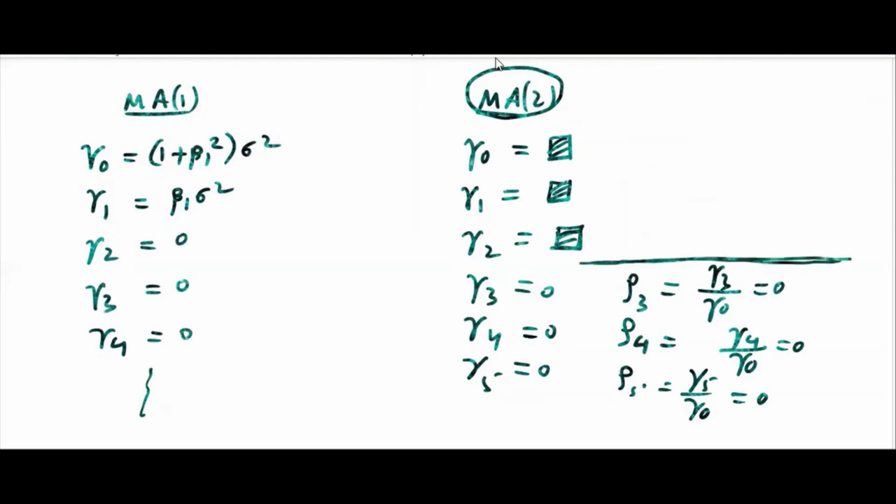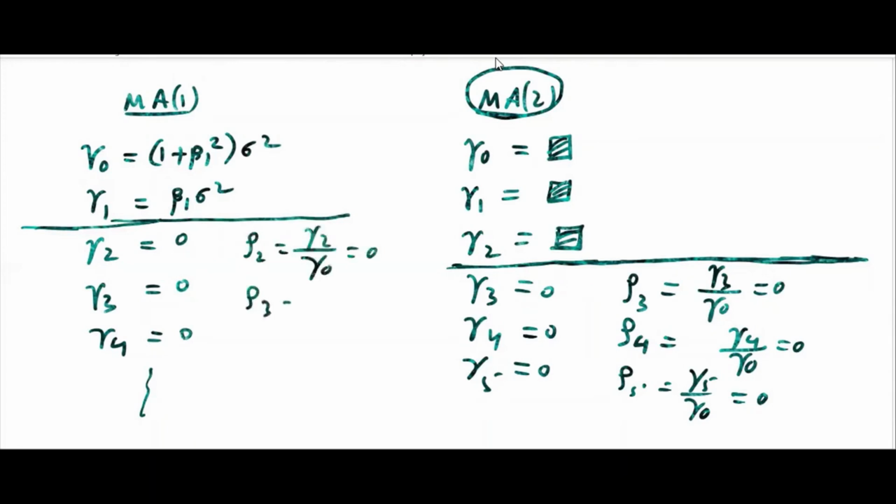And we'll use this when you forecast something. This is a very important concept. We'll draw the autocorrelations for the MA process, probably in the next class. Here, after 1, if you find, suppose rho 2, gamma 2 divided by gamma naught, that is 0. Rho 3 will be gamma 3 divided by gamma naught, that will be 0.